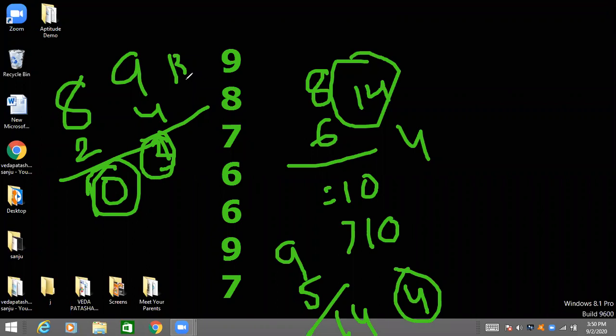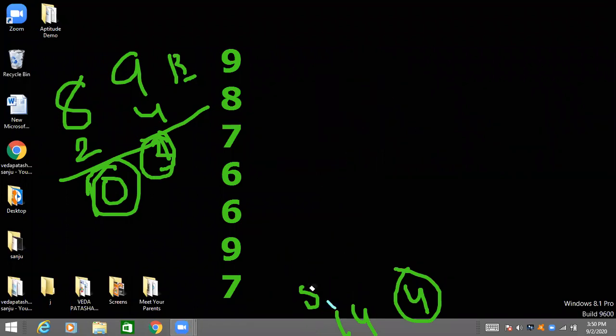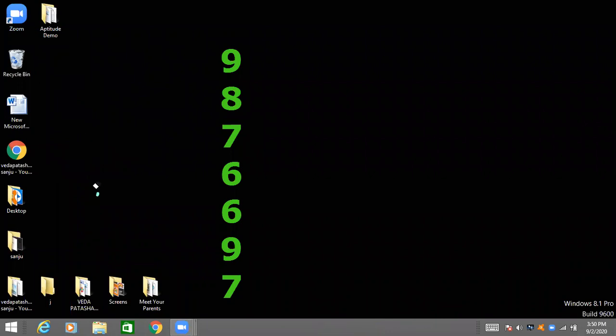This is called telling only the end number in the answer. End number is nothing but the units place number. This is called the end number method. Have you understood? Everyone understood the end number method? Manohar? Yes, sir. Very good. Now we will start the topic.